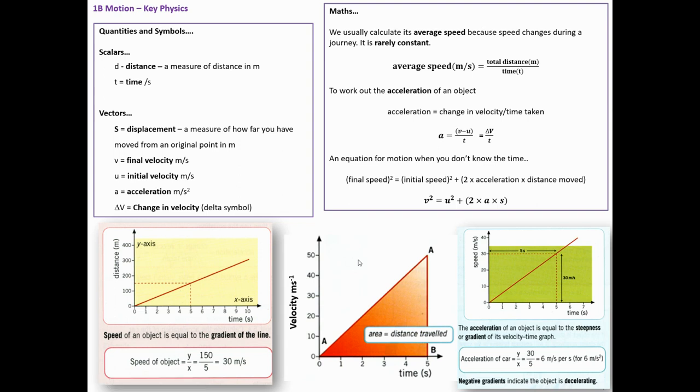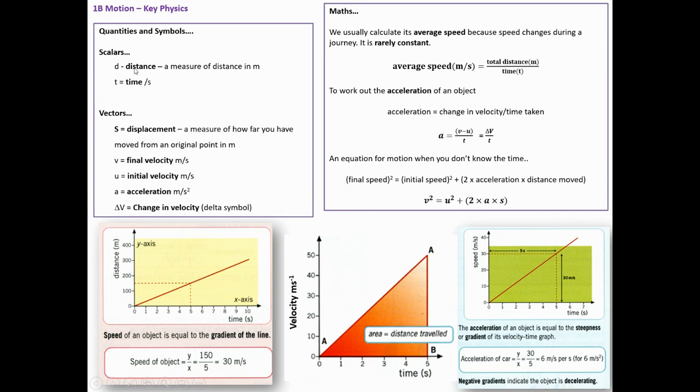So this is a quick intro for 1B motion section of iGCSE physics. The key parts of this whole section are scalars. We're looking at ideas of distance. I measure distance in meters, time, and then we look at the idea of vectors as well.